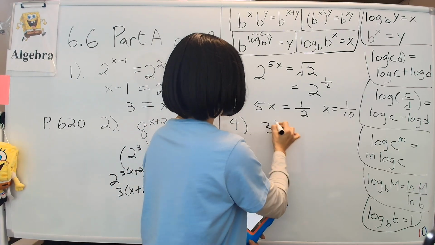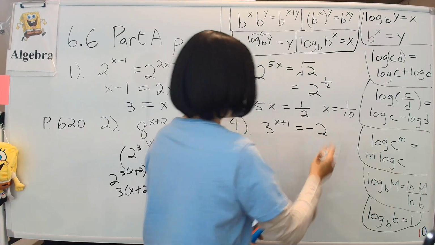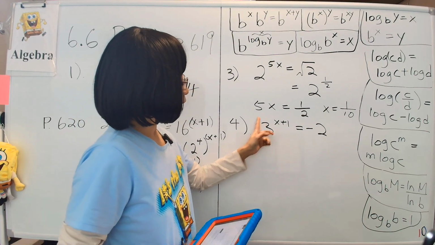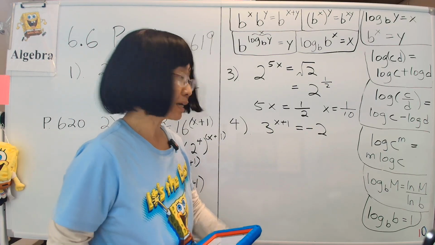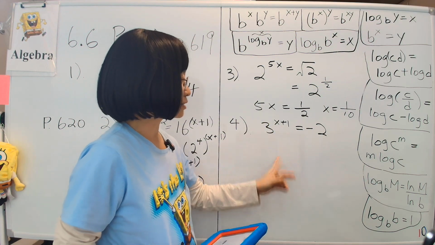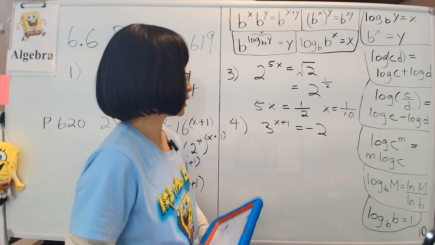3 to the power x plus 1 is equal to -2. Now that is a non-starter because a base raised to any power is not going to be negative, okay? Because everything, when it comes to exponents, we're only dealing with positive numbers, basically.